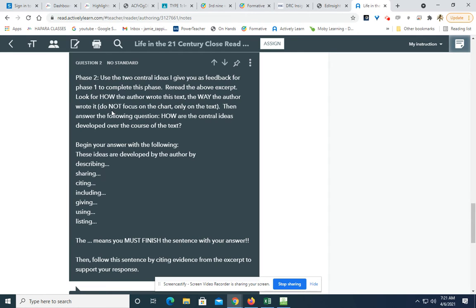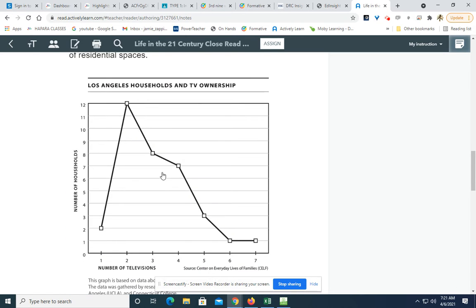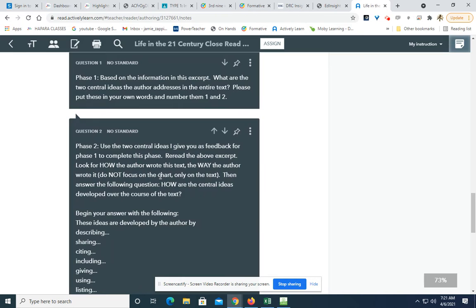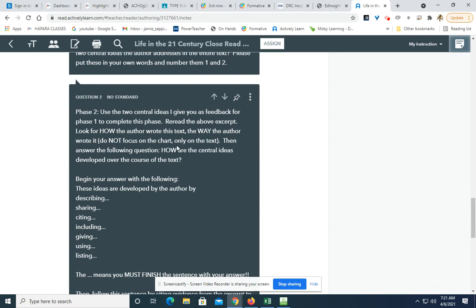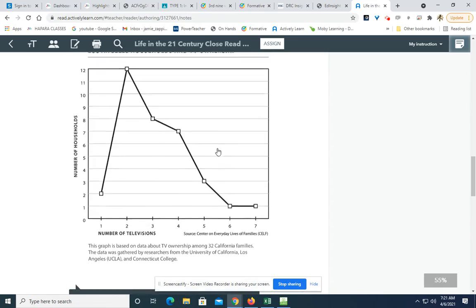In other words, the way the author wrote it. Now, I don't want you, there is that chart at the end, but phase 3 is going to focus on this chart. Please do not focus on the chart for phase 2. Only look at the stylistic components that the author uses in the paragraphs.